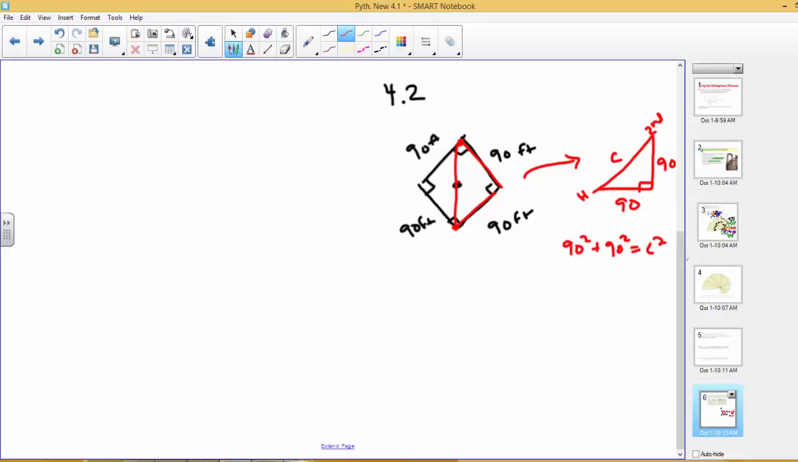So this is our c right now. So 9 times 9 is 81. So this is 8100 plus 8100 equaling c squared. So that's 16,200 equaling c squared. And so if you want to know the exact length for c, you would need to square root 16,200.